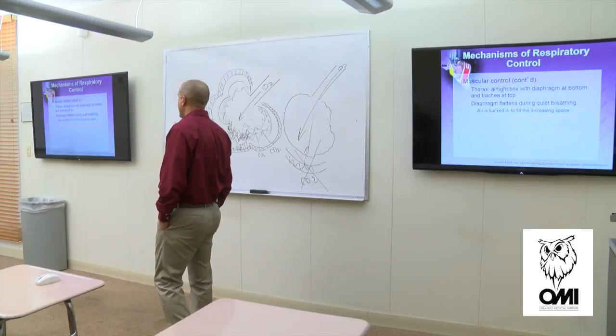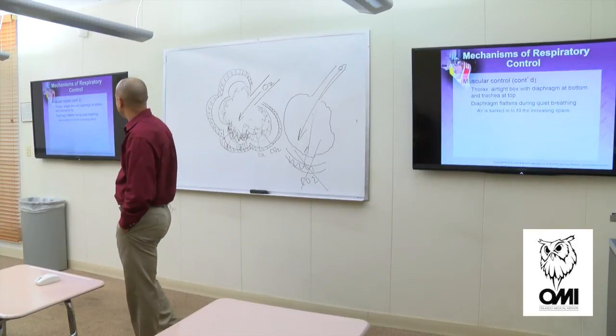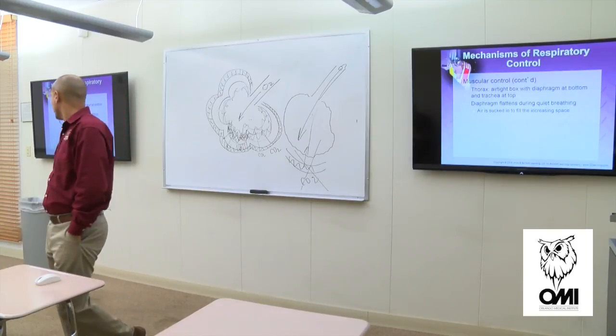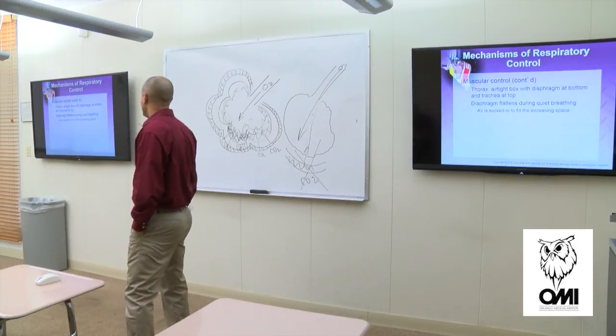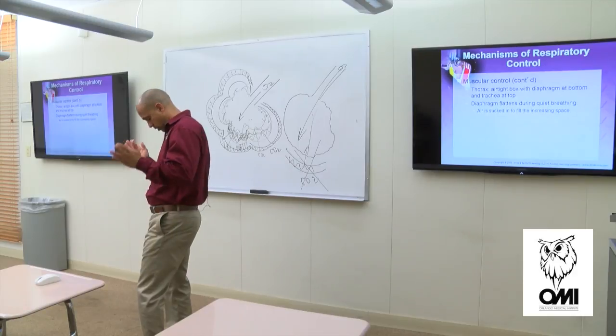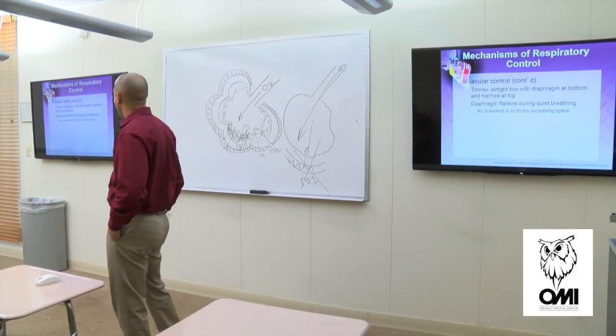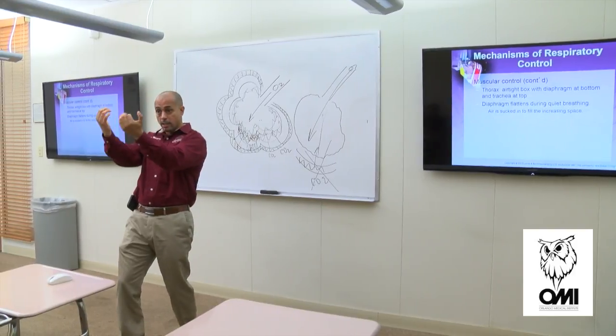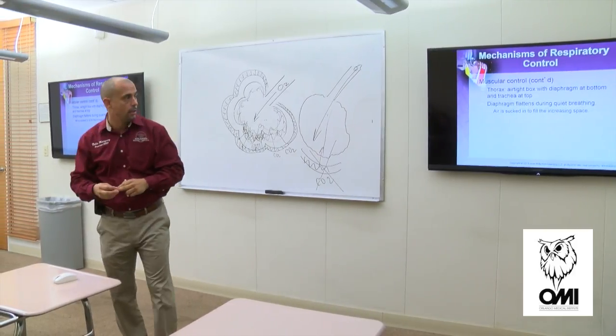The thoracic cavity is an airtight box, an airtight system, with a diaphragm at the bottom and the trachea at the top. All right? The diaphragm flattens during quiet breathing, meaning it goes down, it contracts. Air is sucked in because my diaphragm is going down, pulling the lungs, bringing in air. Negative pressure. Okay?